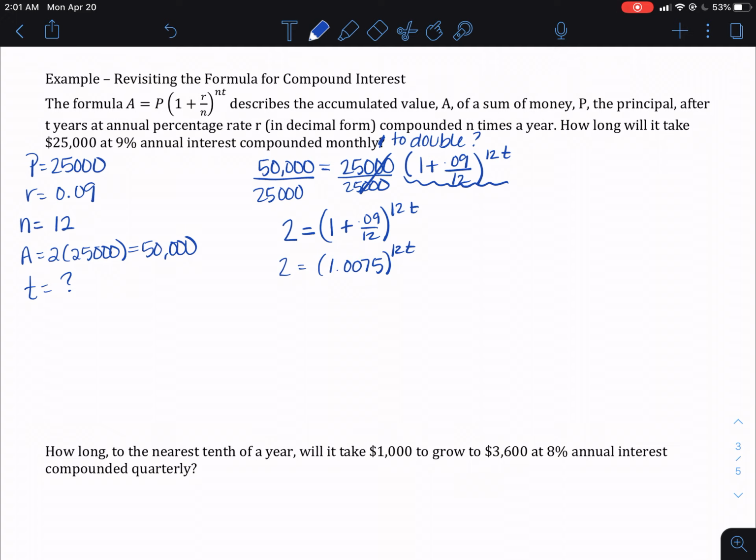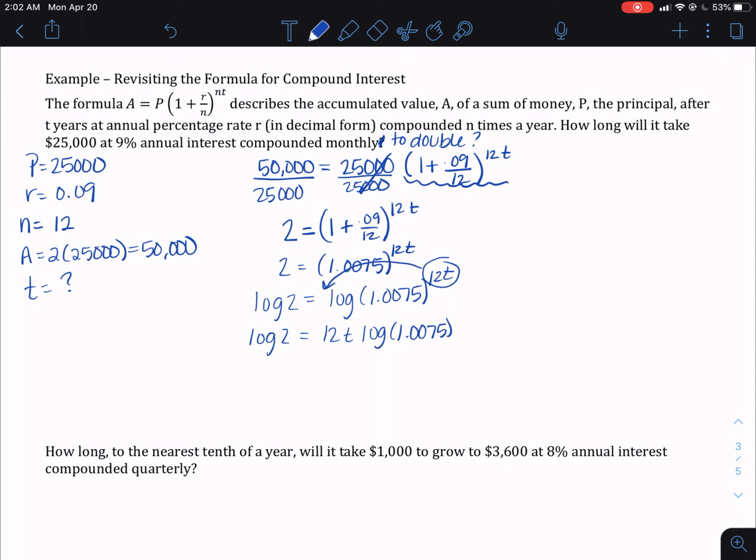Now we're going to take the natural log. Actually, let's log both sides on this one. So log of 2 equals log of 1.0075 to the 12t power. Again, it doesn't matter if you do log or natural log. Honestly, I'm doing log because that's what I have written down on my paper. Using our power rule, log of 2 stays the way it is, then 12t log of 1.0075, because we took that exponent and moved it to the front.